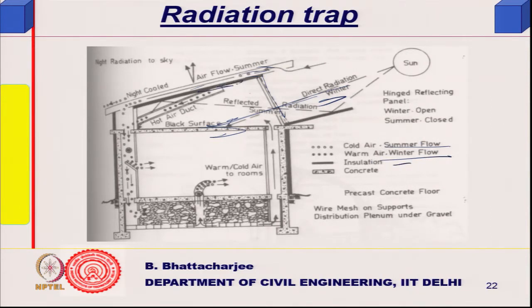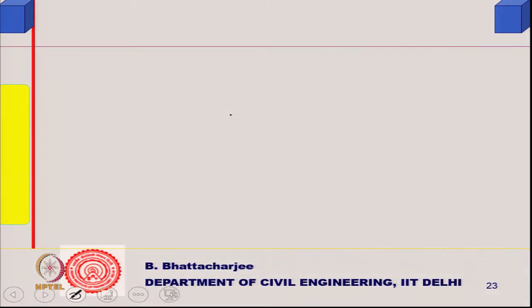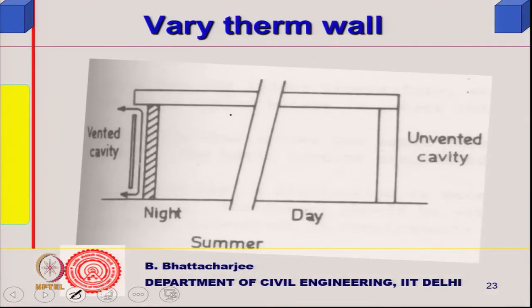The insulation is there. In summer when it comes down, it will block, and it is also an insulation, so it will not allow heat to come in. In winter you open it up, and solar radiation comes in. So you can trap the radiation during winter, and in summer you may allow it. This is another similar one. Now, this is a simple wall.